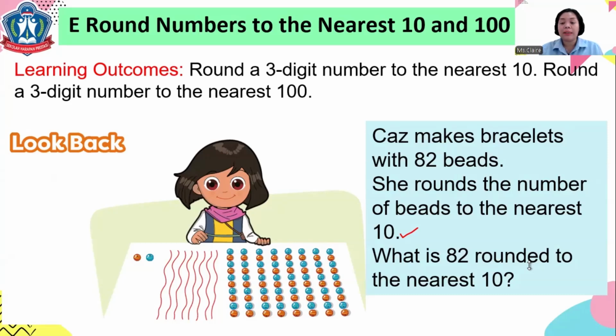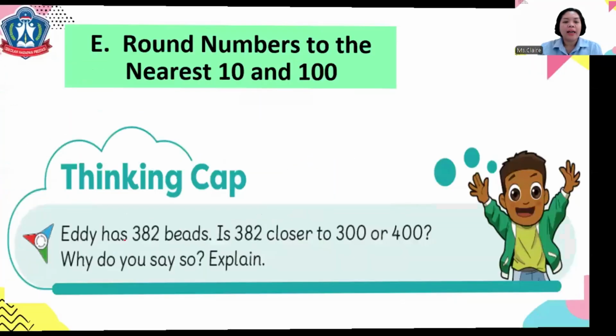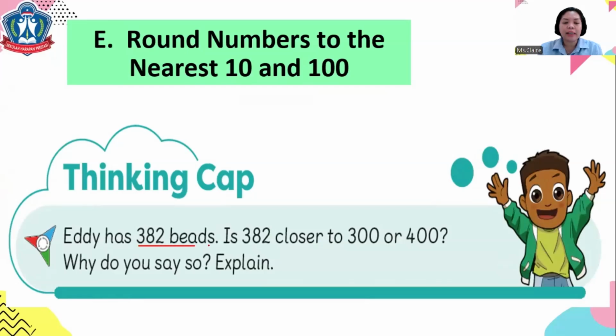What is 82 rounded to the nearest 10? Do you remember, P3, the tens? We have 10, 20, 30, 40, 50, 60, 70, 80, 90, and then we go to 100. So 82 is nearest to what 10? Do you know the answer? You can share that with Miss Claire during our class, okay? And here I have our thinking cap. Eddie has 382 beads. Is 382 closer to 300 or 400? Do you know the answer? You can share that with me during our class, okay?